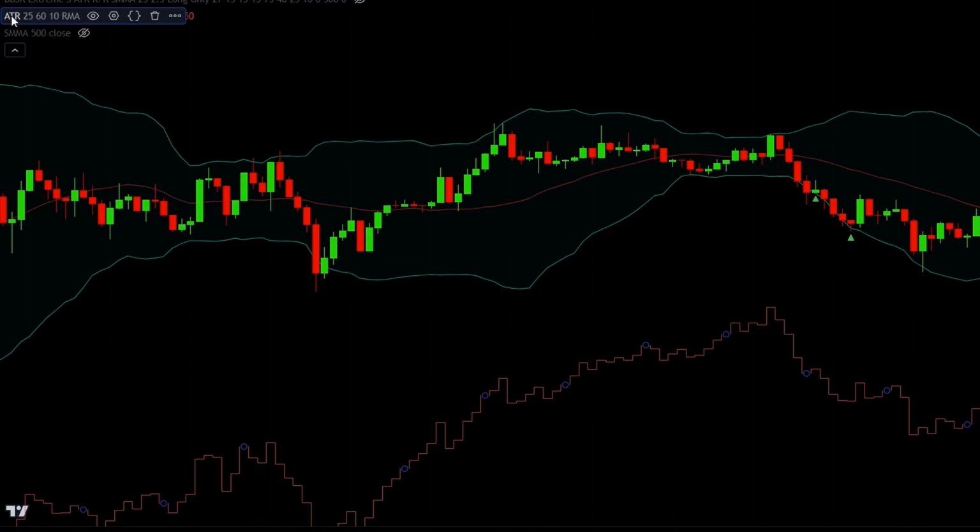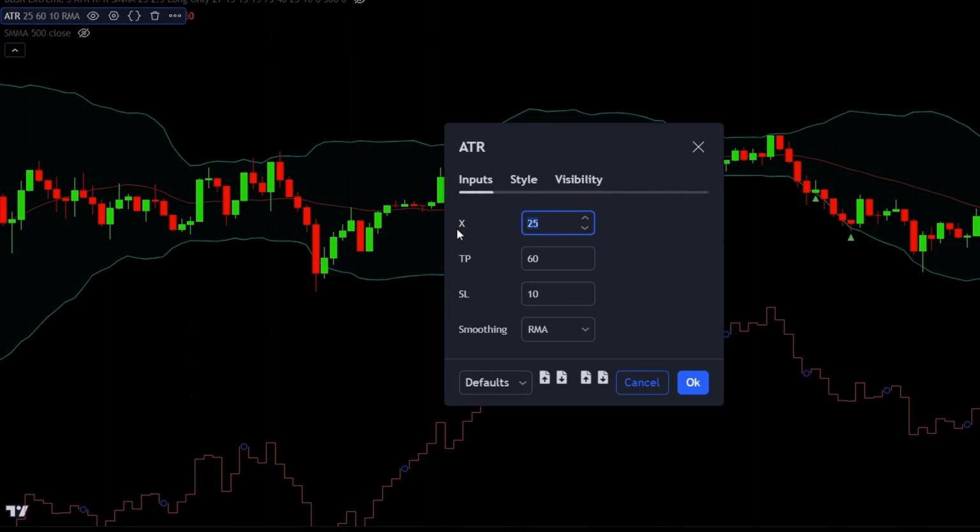Finally, let's open up the NNFX ATR. The X value, which is the ATR length, is set to 25, the SL, which is the stop loss distance, is set to a 10 times ATR distance, and the take profit level is set to a 60 times ATR distance. I know these stop loss and take profit values are huge, but trust me, the optimization I did gave these values to be the best.